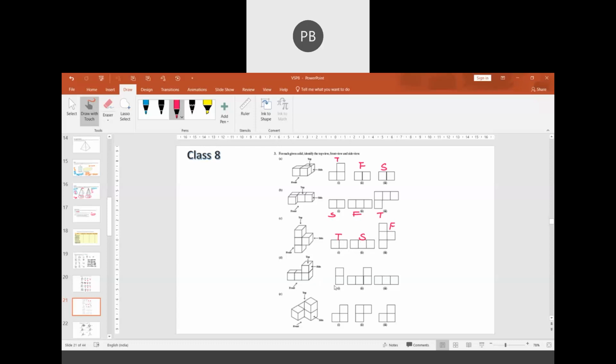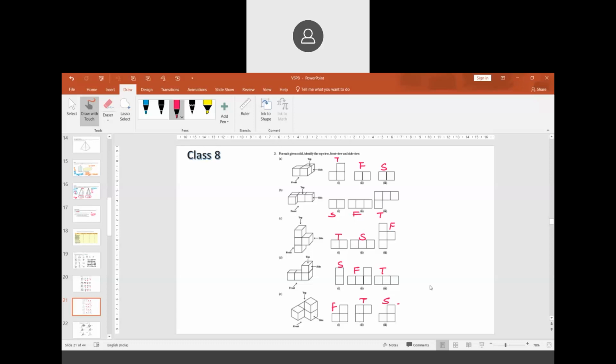For this figure, side view. Side, front, front and front view, top view. From this side, front view. This is front view. It is top view. Like this, top view. Top view, correct, sir? Side view. This is side view.